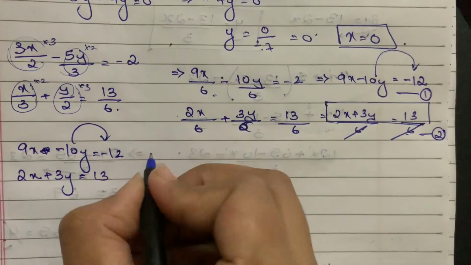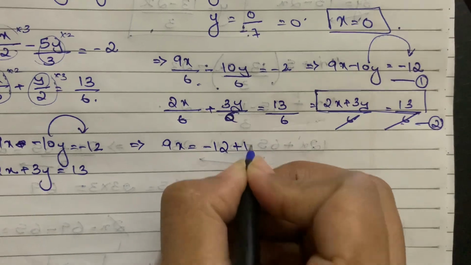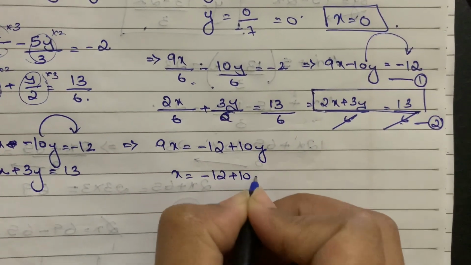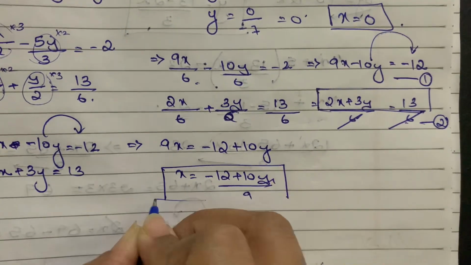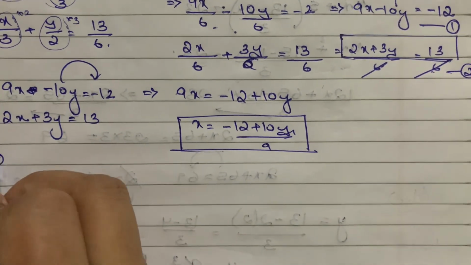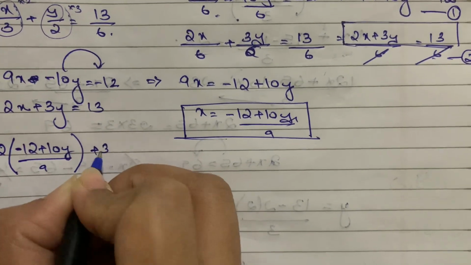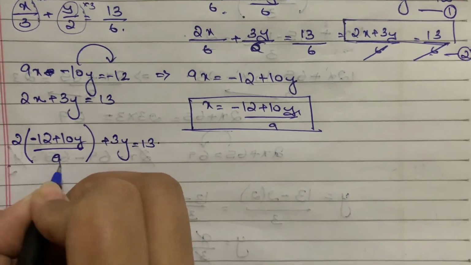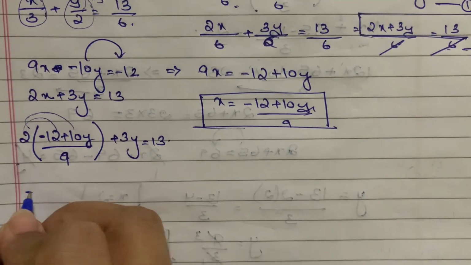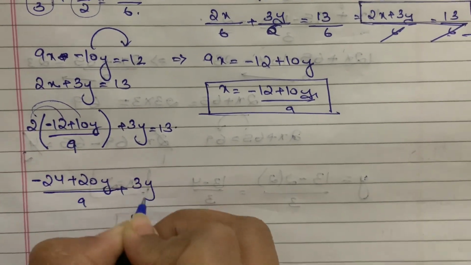Now sending it to the other side, it becomes 9x is equal to minus 12 plus 10y, and then x is equal to minus 12 plus 10y upon 9. This x will be substituted in my second equation. So 2 times minus 12 plus 10y upon 9 plus 3y is equal to 13. Now this needs to be multiplied, and it becomes minus 24 plus 20y upon 9 plus 3y is equal to 13 times 2, which is 26.